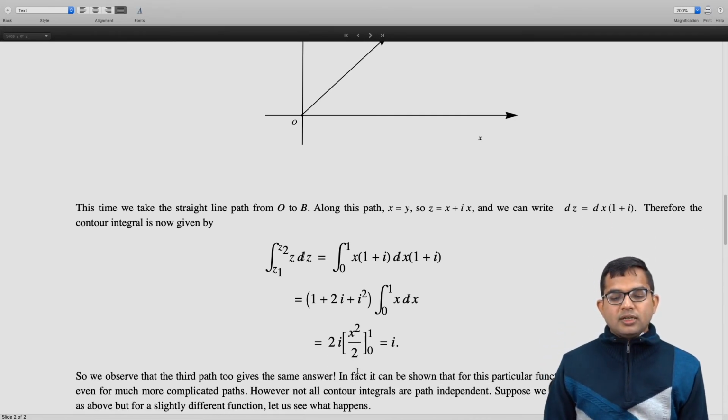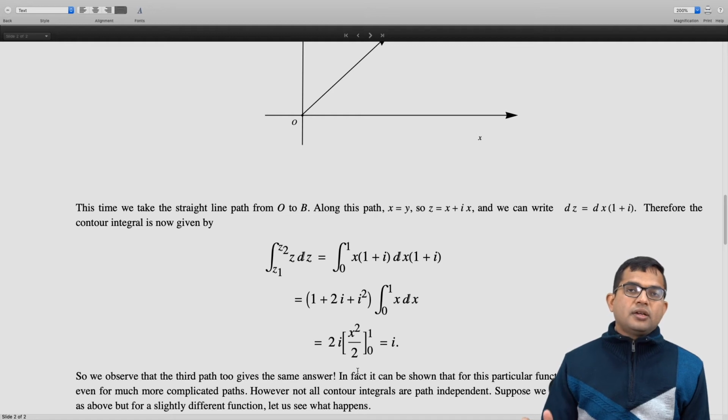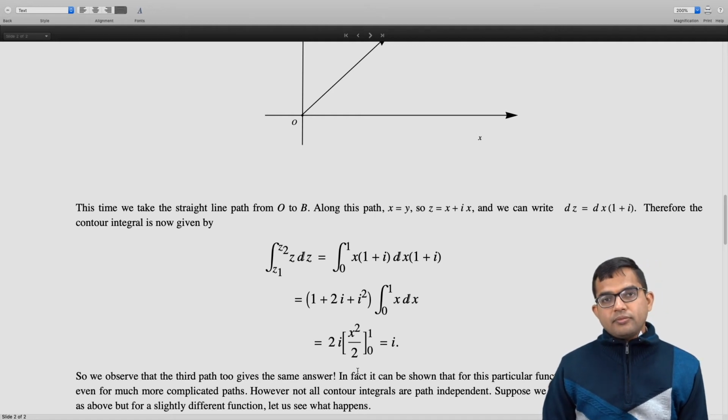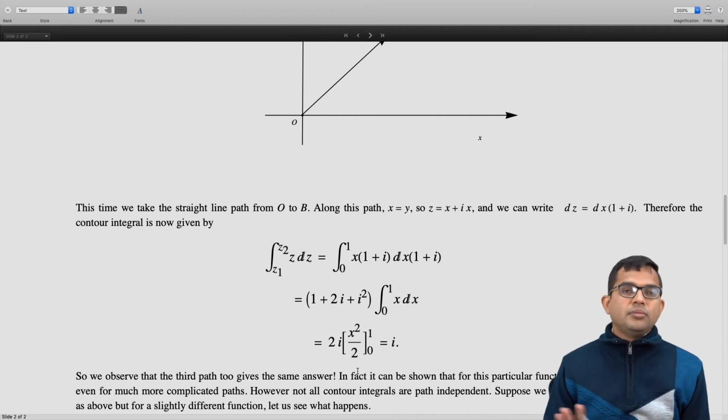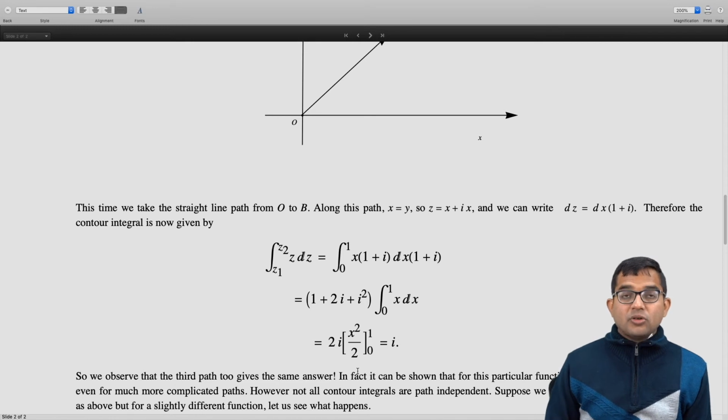So we observe that for these three different paths that we tested, the contour integral for this particular integrand is the same. It gives me i. In fact it can be shown for this particular function it would be the same even for much more complicated paths. You can try it out, you can check this on your own, but there is a way to argue for this from a more general perspective. We will go to that a little bit later.